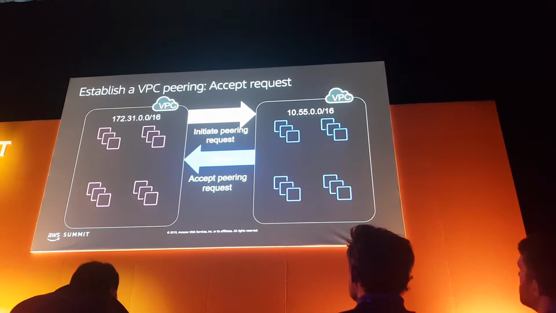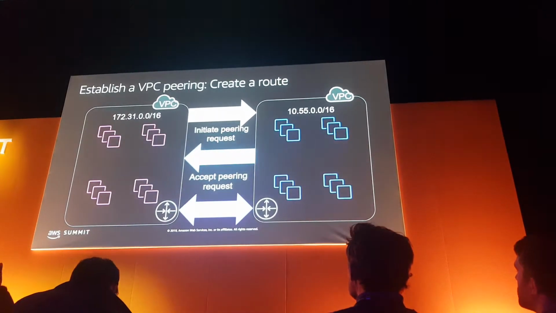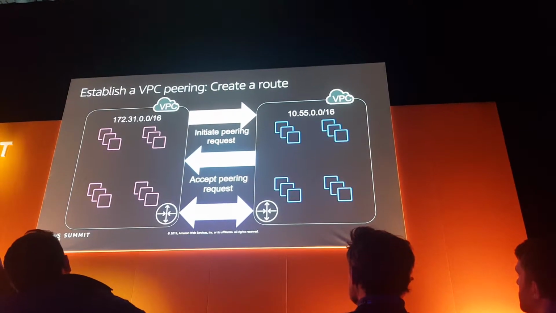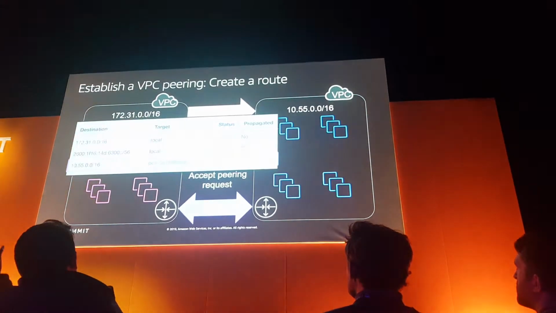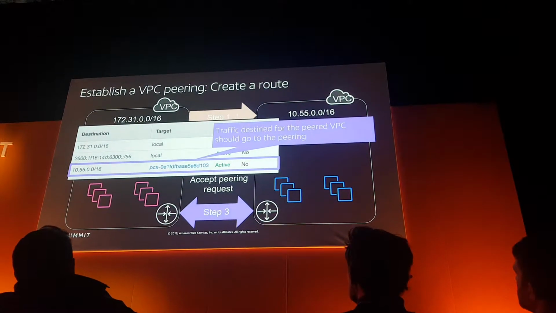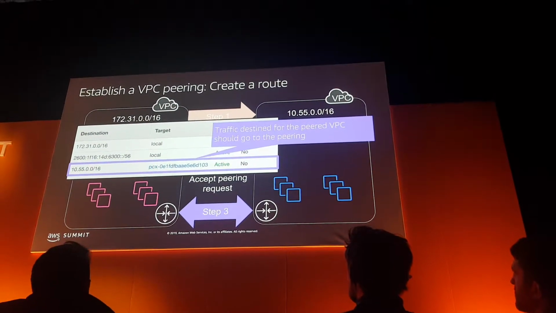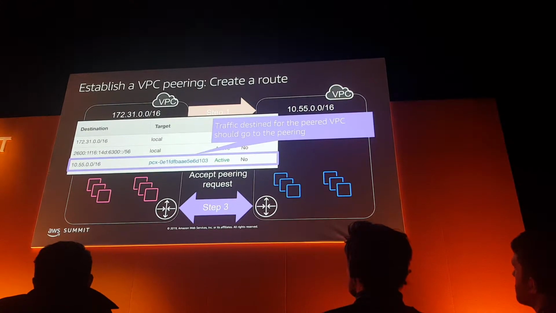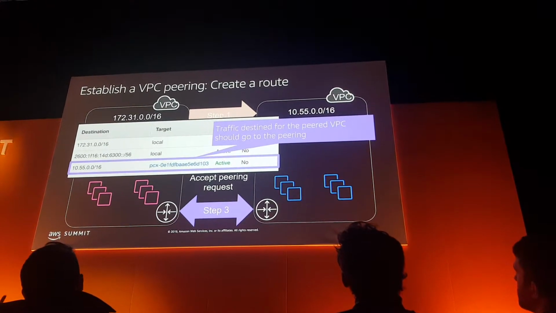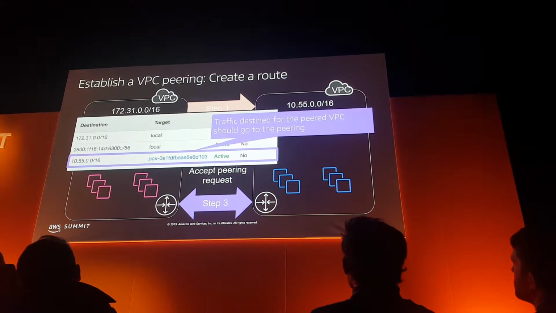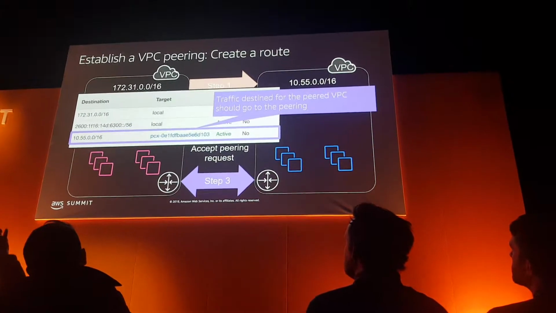Very simple. The final step is to update the routing tables on each side to make sure the traffic can flow. So if we zoom into the VPC on the left, we now see an additional routing entry in the routing table that's telling us how to reach the IP address range of the VPC on the right, and the destination is going to be the peering connection we just created.